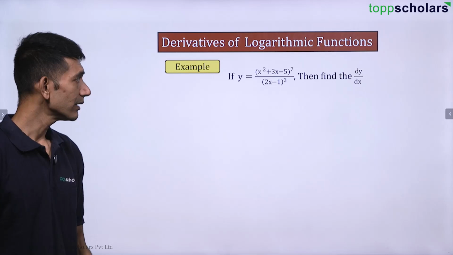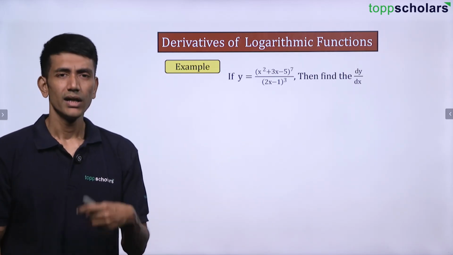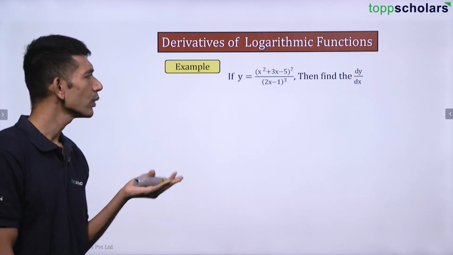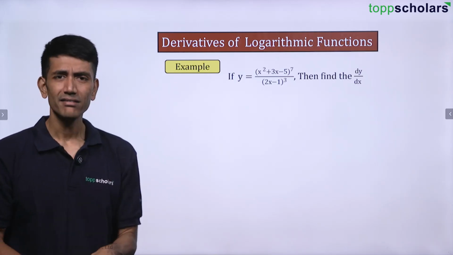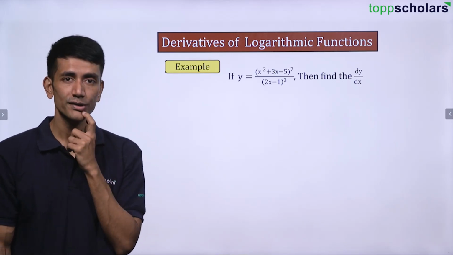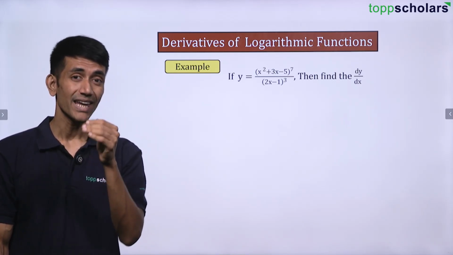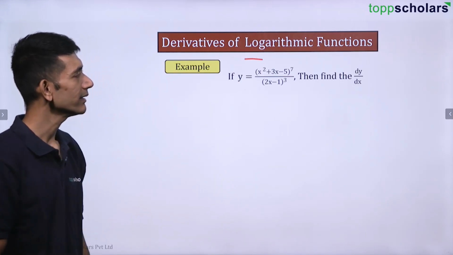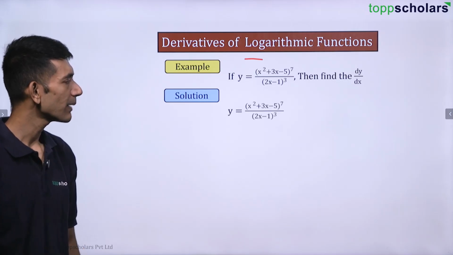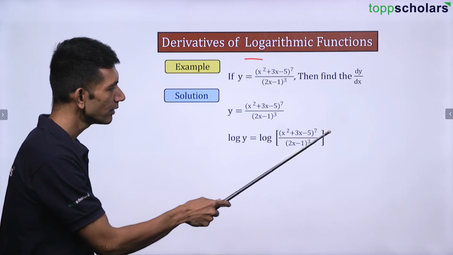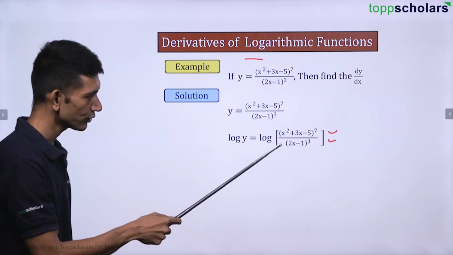Now let us see an example. If y is equal to x square plus 3x minus 5 raised to 7 by 2x minus 1 raised to 3. Again see, this is in the form of division. So if you take log on both the sides, we know that log of a by b is log a minus log b, right? Same thing will apply here. Taking log on both the sides, this will become log a minus log b. So see how it looks now.